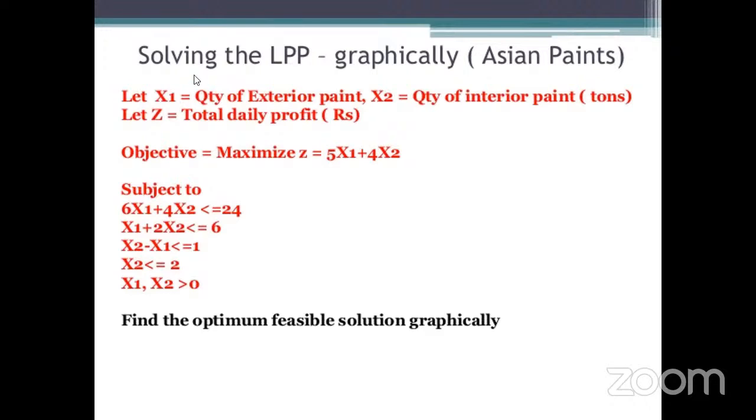The first constraint is 6x1 plus 4x2 less than or equal to 24. First, the inequality is converted into an equality, so make it equal to 24. Then substituting x1 is 0, what is the value of x2? So x1 is 0 means 4x2 is 24, x2 is 24 by 4. That becomes 6. Right? Yes.